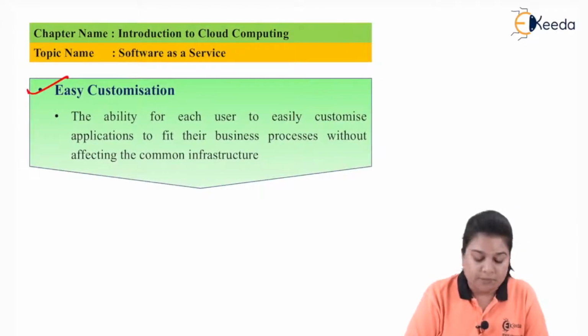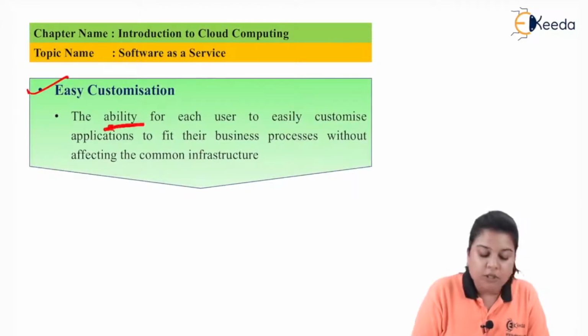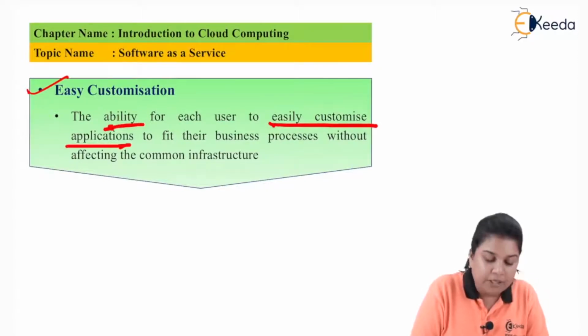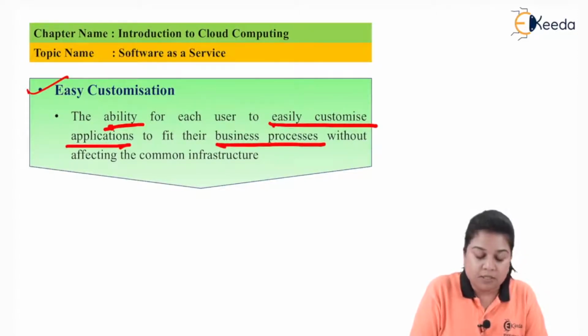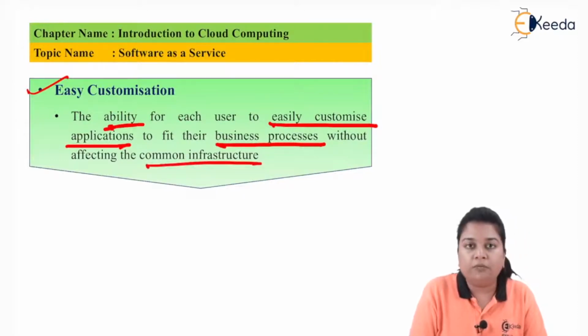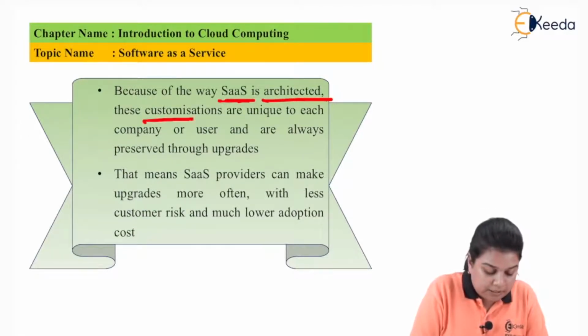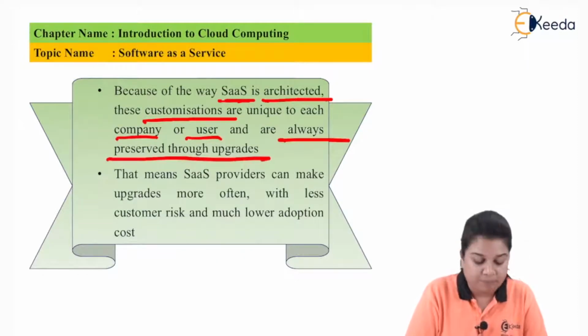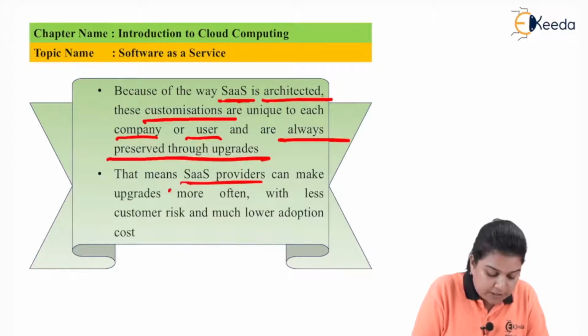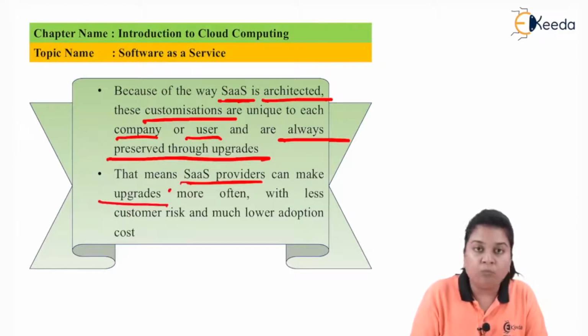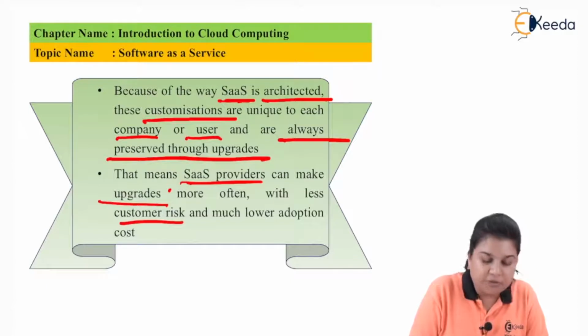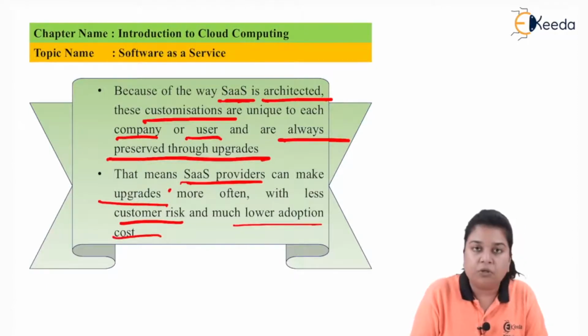Second point is easy customization: the ability for each user to easily customize applications to fit their business processes without affecting the common infrastructure. Because of the way software as a service is architected, these customizations are unique to each company or user and are always preserved through upgrades. That means software as a service providers can make upgrades more often with less customer risk and much lower adoption cost.